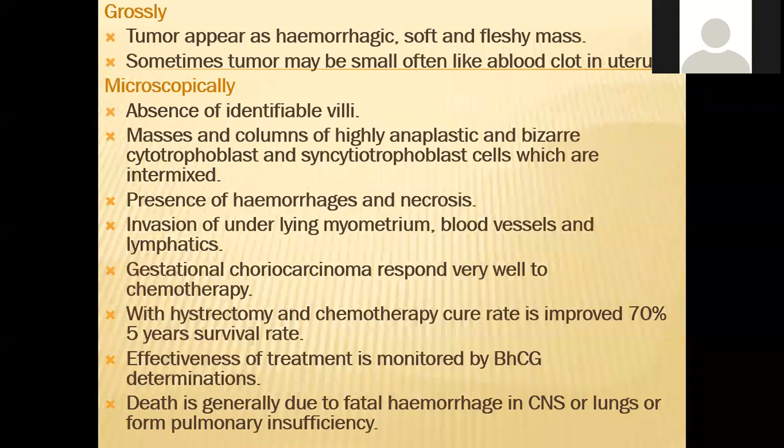मैंने जैसे कि आपको बताया that it is hemorrhagic and necrotic और इसमें क्या होगा self destruction कर देगा, necrosis ज़्यादा हो जाएगी तो इस वजह से sometimes tumor may be small बिल्कुल छोटा हो जाएगा like a blood clot in the uterus. लेकिन जब उसको एग्जामिनेशन किया जाएगा हिस्टोलॉजिकली डिटेक्ट किया जाएगा, it may be a choriocarcinoma. Microscopically absence of identifiable villi as compared to molar से करेंगे तो उसमें villi नजर आती है, इसमें कोई villi नजर नहीं आए. Masses and columns of highly anaplastic and bizarre cytotrophoblast and syncytial trophoblast cells which are intermixed. दोनों मिक्स हो जाएंगे लेकिन कोई डिफरेंस हम उसको डिटेक्ट नहीं कर सकेंगे.